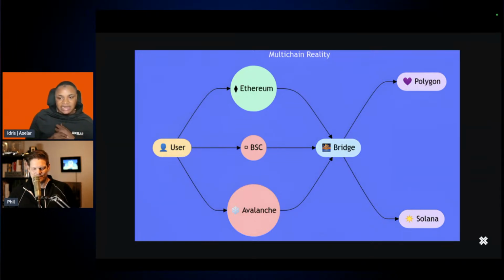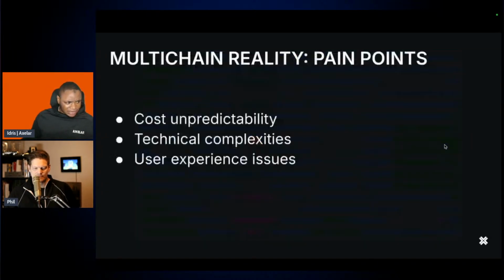You also need to consider different price volatilities and various network conditions that would affect the price at every point in time. So at different stages, you have different things to talk about. But this is what the reality looks like. Now let's talk about the pain points.